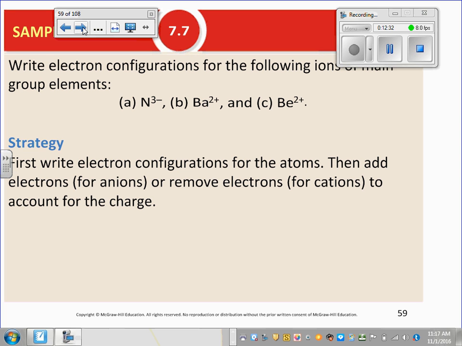2. So now if we look up those electrons on the periodic table, N3 minus is the same as neon. Ba2 plus is the same as xenon. And Be2 plus is the same as helium. There. That's as hard as it gets. Oh no, you can make it harder. Okay, I will. All right.